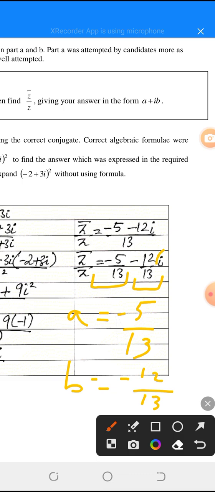The iota represents that this one is the imaginary part, and the term without iota represents that this is a real part.